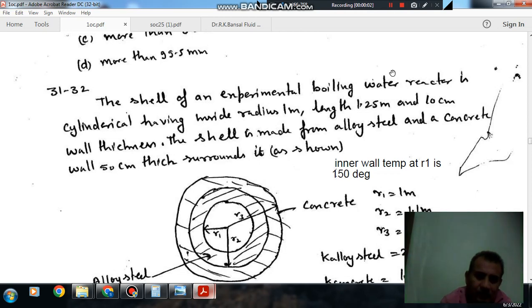Hello, welcome again. We are solving some questions of heat transfer. The topic is one dimensional heat conduction. Questions number 31 and 32: the shell of an experimental boiling water reactor is cylindrical, having inside radius 1 meter, length 1.25 meter, and 10 centimeter wall thickness. The shell is made of alloy steel and a concrete wall 50 centimeter thick surrounds it.